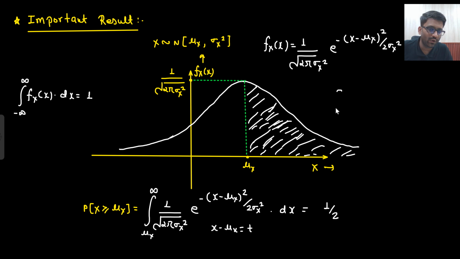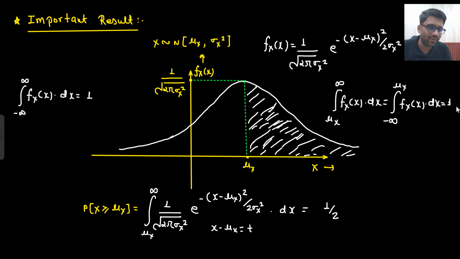So in case of normal distribution, if you calculate the probability from mu x to infinity, that means if your random variable x is taking value greater than or equal to mu x, if you calculate this, that would be equal to the integral from minus infinity to mu x of fx of x dx, and that would be equal to half. Mu x to infinity, minus infinity to mu x, half each, and total area would be 1. Is that clear to you or not? So this is something that you need to remember.